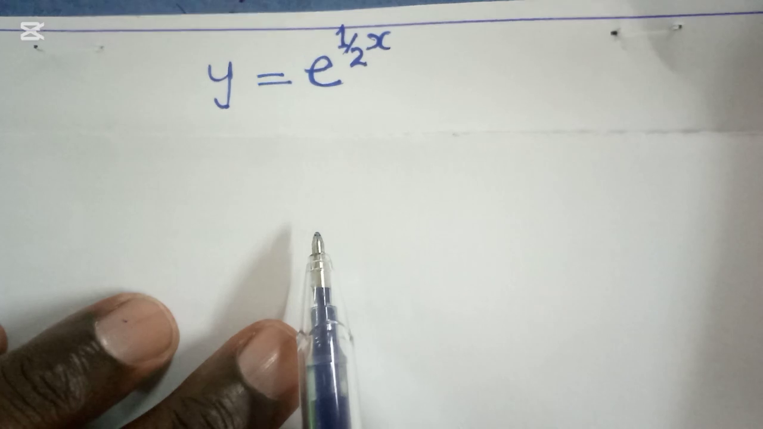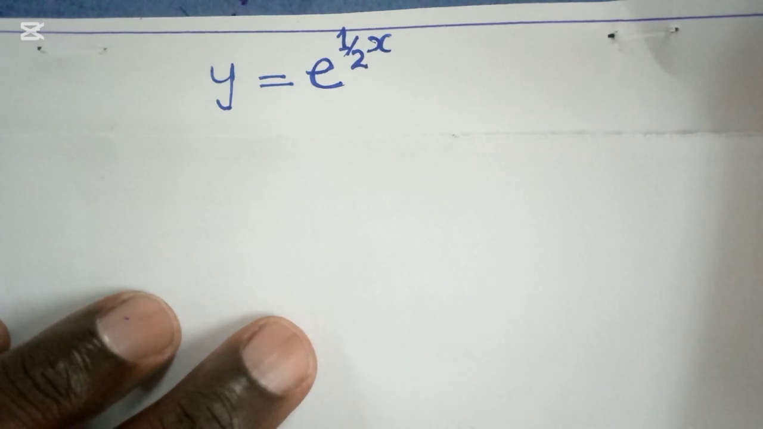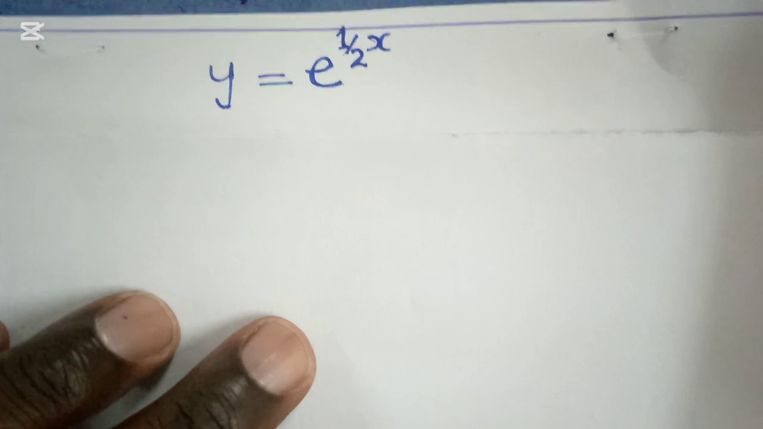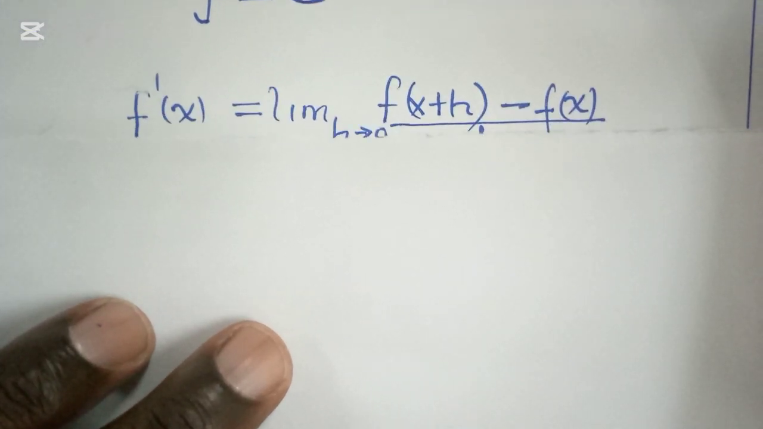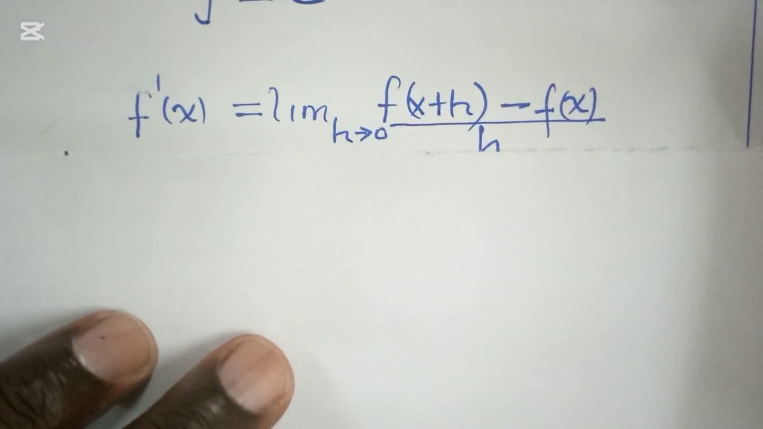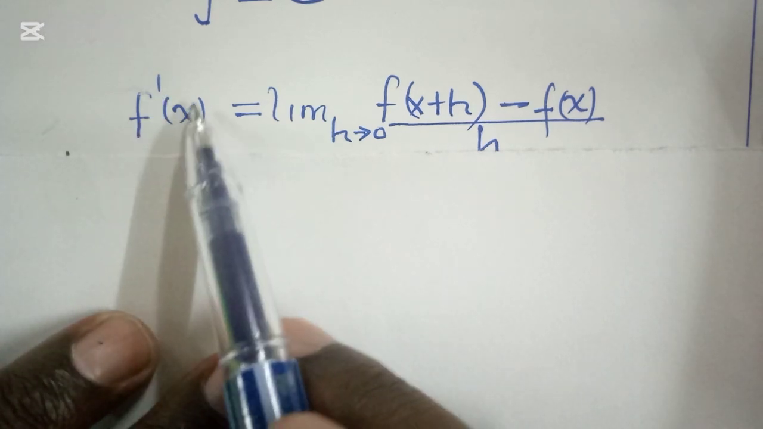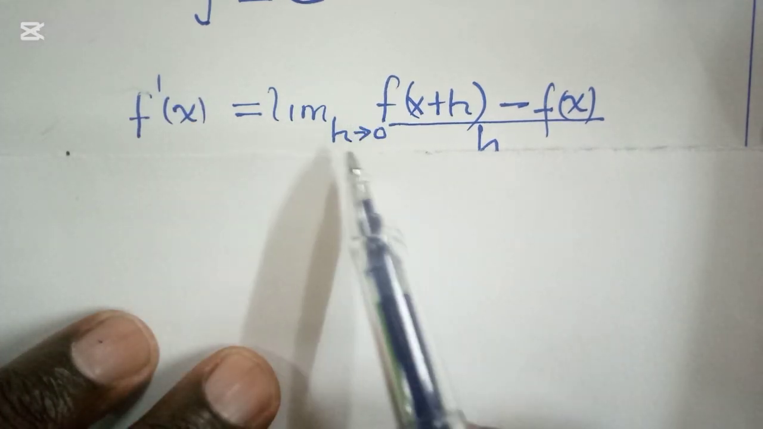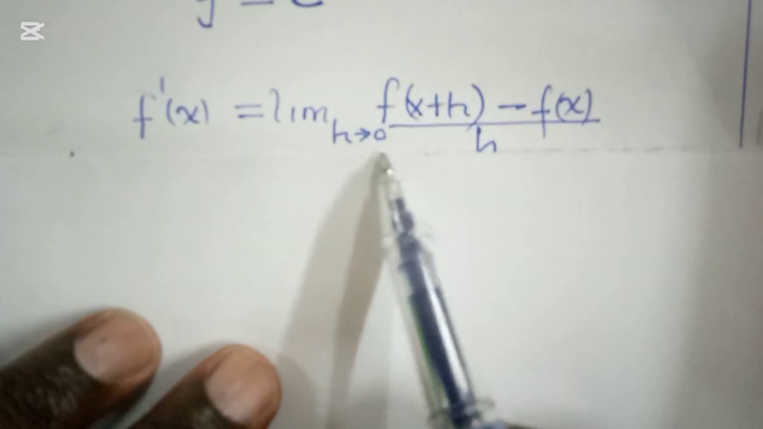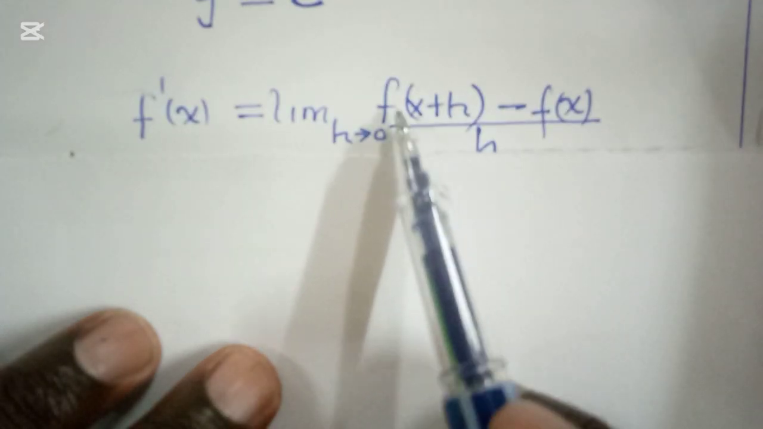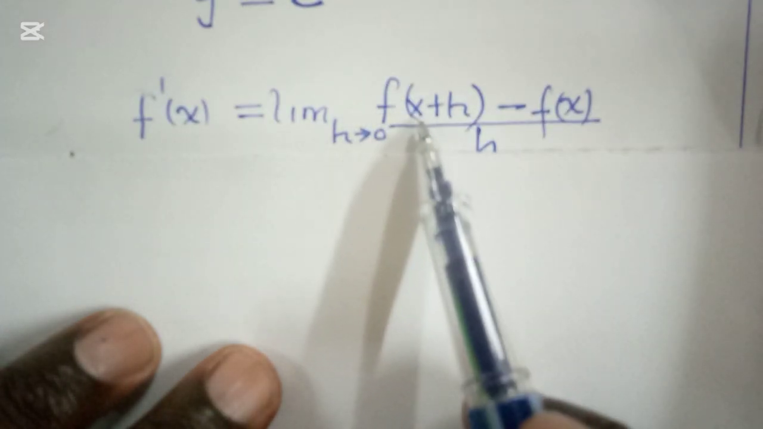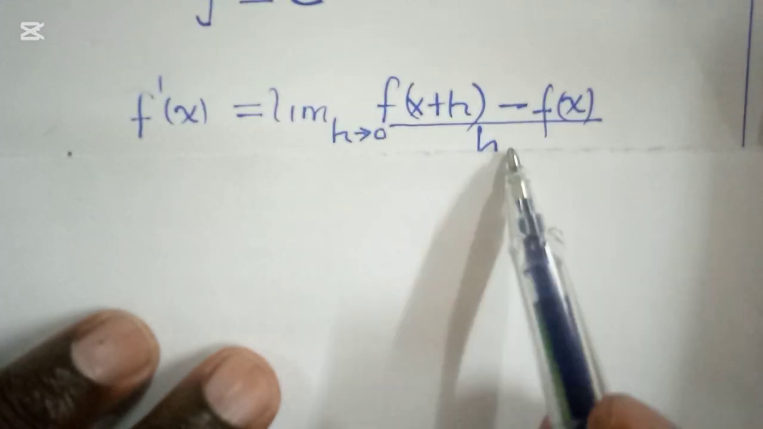Guys, we first identify the formula for the derivative from first principles, and this is the formula that we use. As you can see, f prime x, that is the first derivative of x, is equal to the limit as h tends to 0 of f of x plus h minus f of x, all over h.